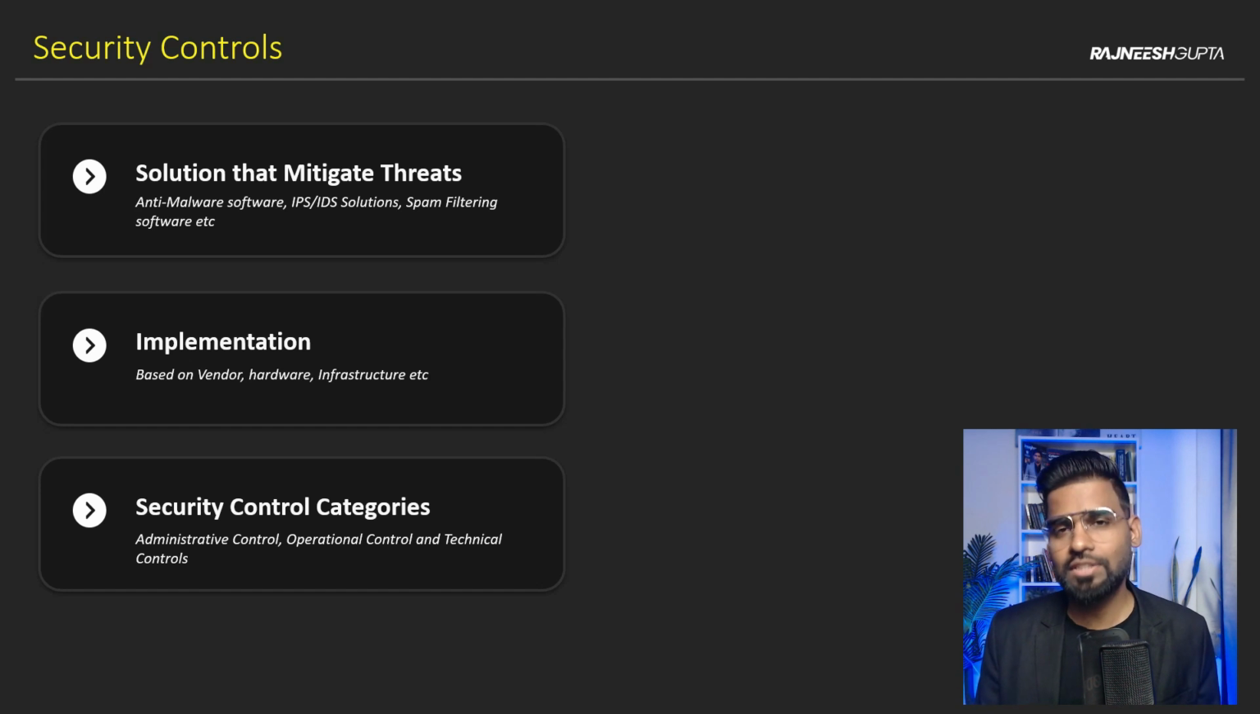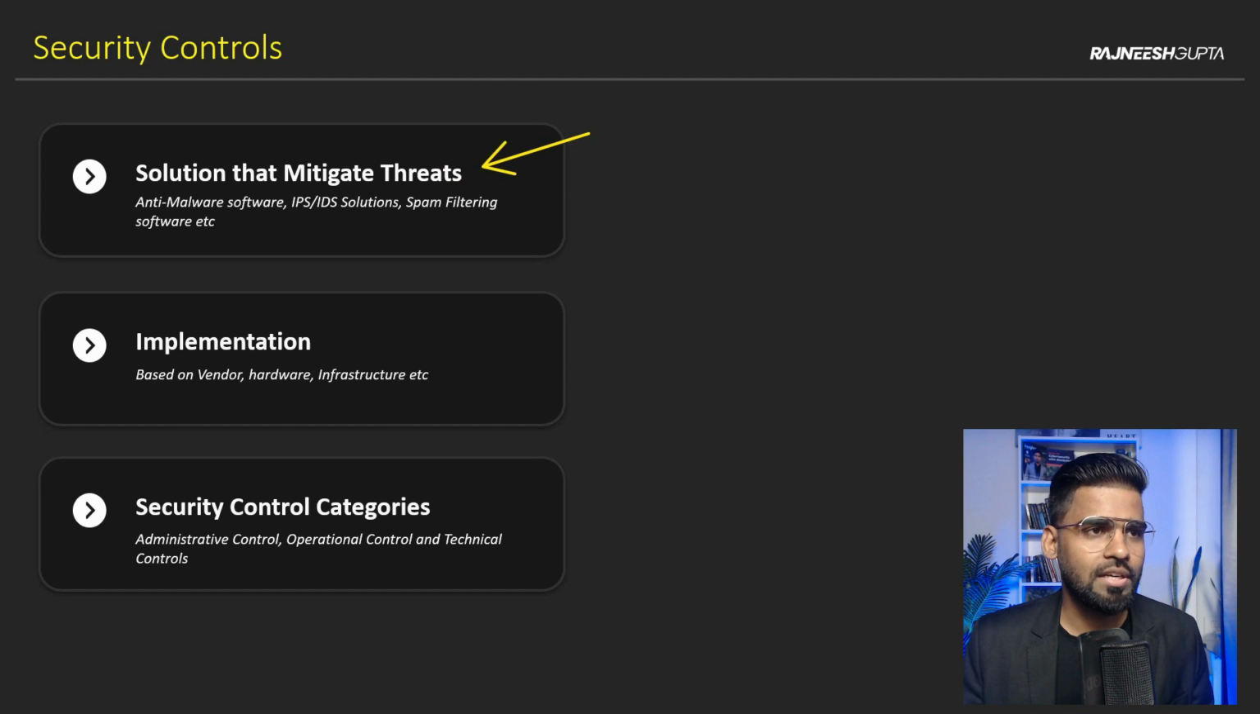All right, so let's get started. First thing is, we'll understand what exactly security controls are. So you see, security controls are any kind of solution, any product, any cybersecurity solution or physical security solution that mitigates the threat, right? So this is what it is. It is responsible for mitigating the threats. Now, threats could be of any type, right?